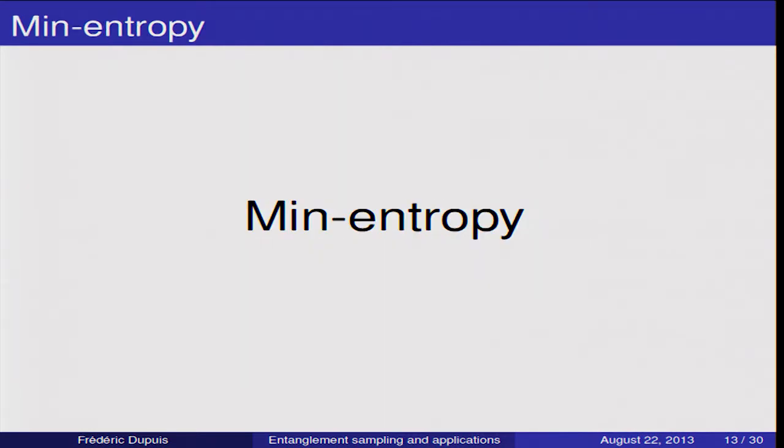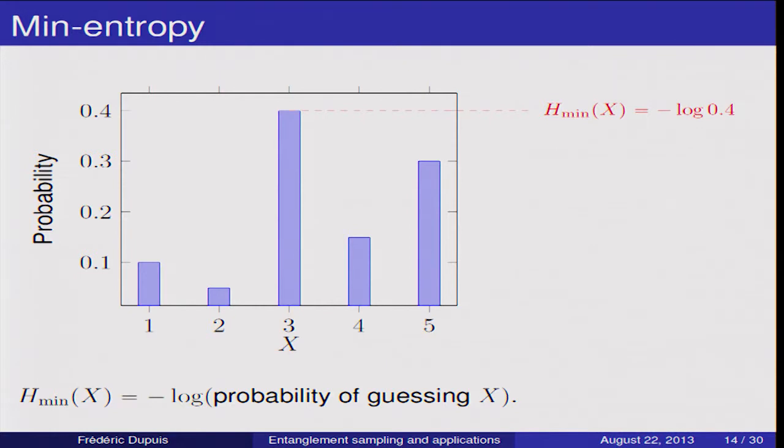So now I'll talk a bit about this min-entropy. I guess this should be fairly familiar to you. First we'll look at the min-entropy of a classical random variable. So let's say this is our probability distribution. And the min-entropy is just going to be minus the log of the probability of the highest probability outcome. In other words, you can view this as minus the log of the probability of guessing x if you don't know anything about x. Because of course, if you're asked to guess x and you have no information about it, you're just going to pick the most likely outcome and go with that.